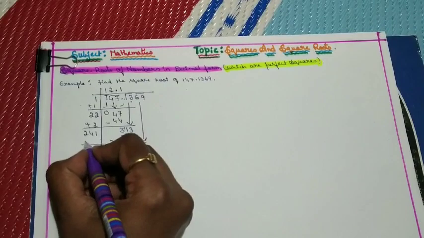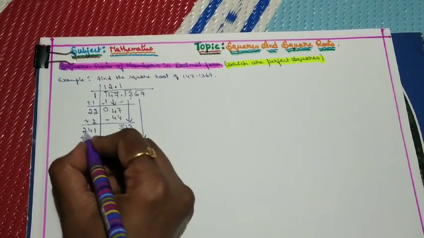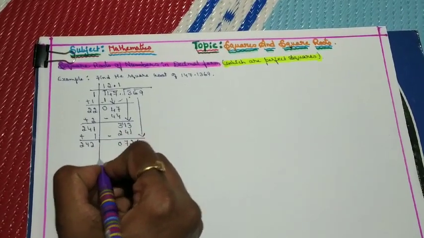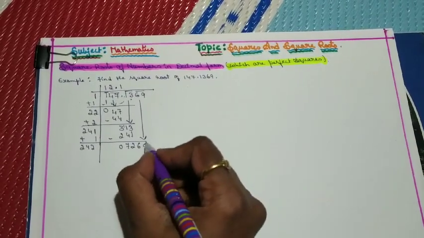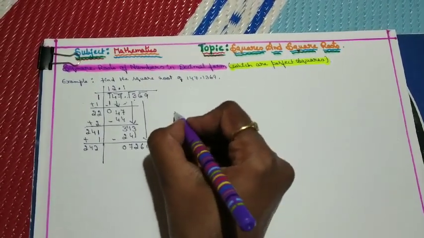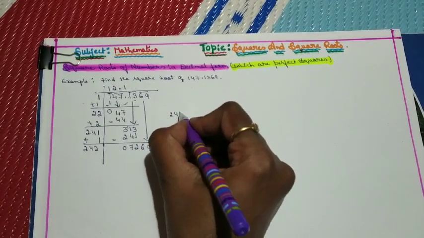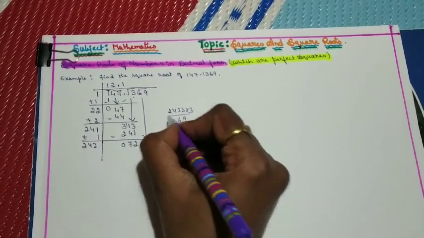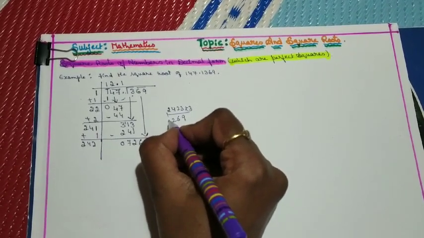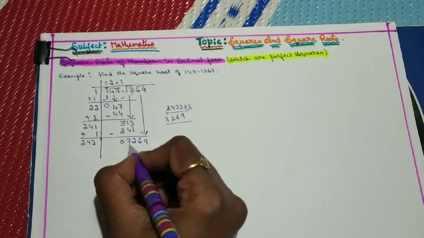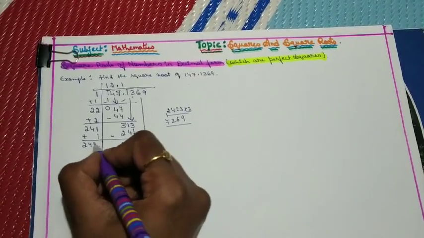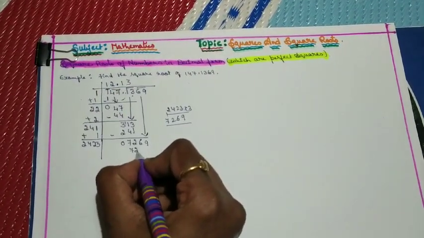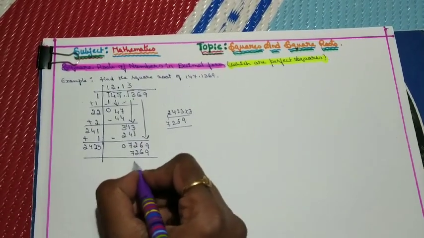Bring the next period, 69. And the number written is 1, so add 1 to the divisor. 241 plus 1 is 242, and since it is a perfect square, it comes as 9 in the units place. So I'll choose 3. 2423 into 3. 3 3s are 9, 3 2s are 6, 4 3s are 12, 3 2s are 6 plus 1 is 7. So 7269, the same thing we have in the dividend. So the answer is 7269 and the remainder is 0.